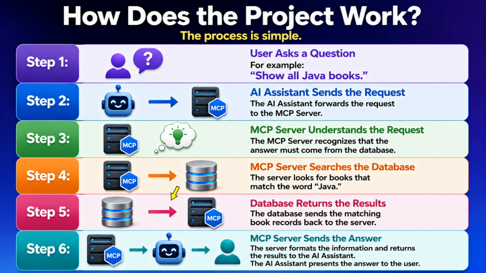Step 5. Database returns the results. The database sends the matching book records back to the MCP server. Step 6. MCP server sends the answer. The MCP server formats the information and returns the results to the AI assistant. The AI assistant presents the answer to the user.